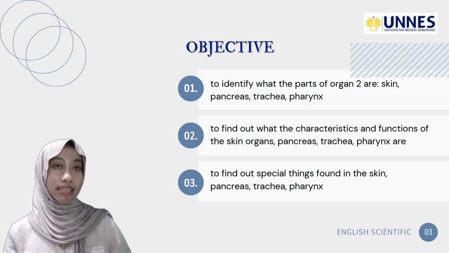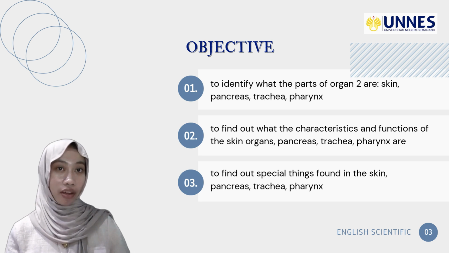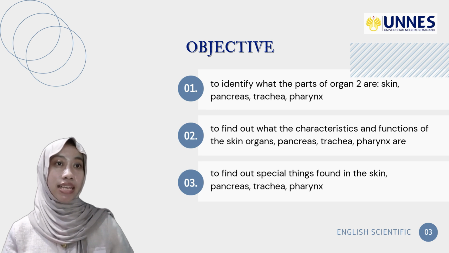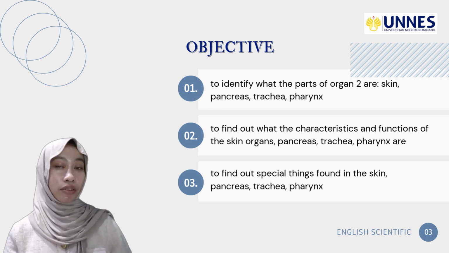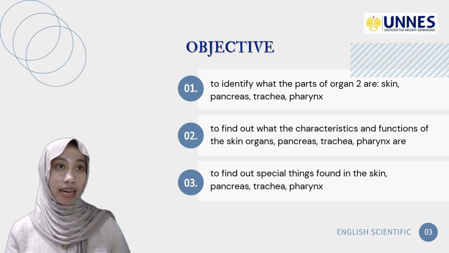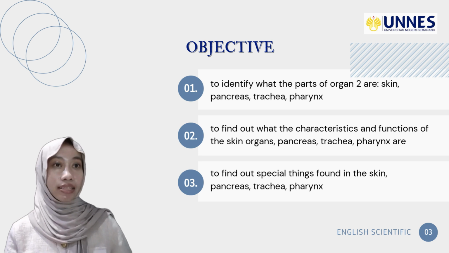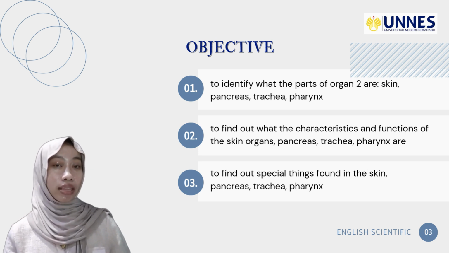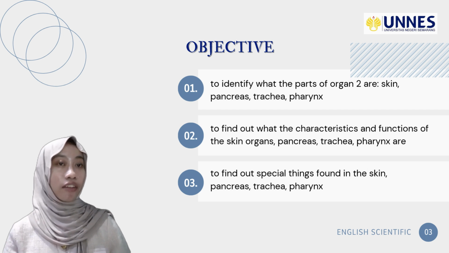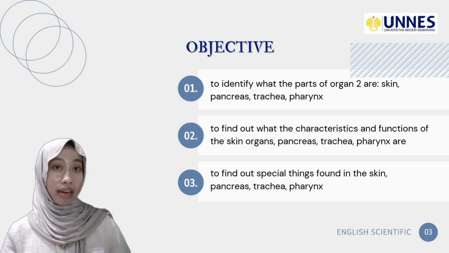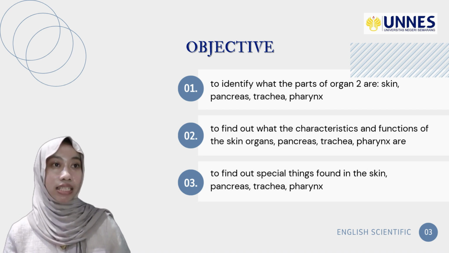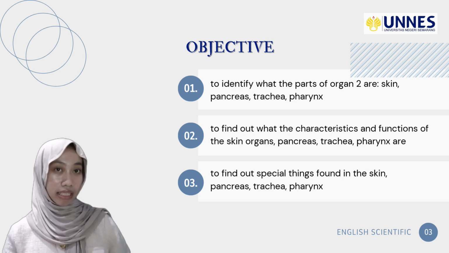So friends, in the second organ practicum, the structure of animal tissue has the following objectives. First is to identify what the parts of organ 2 are: skin, pancreas, trachea, and pharynx. Second, to find out what the characteristics and functions of the skin, pancreas, trachea, and pharynx are. And last, to find out special things found in the skin, pancreas, trachea, and pharynx.